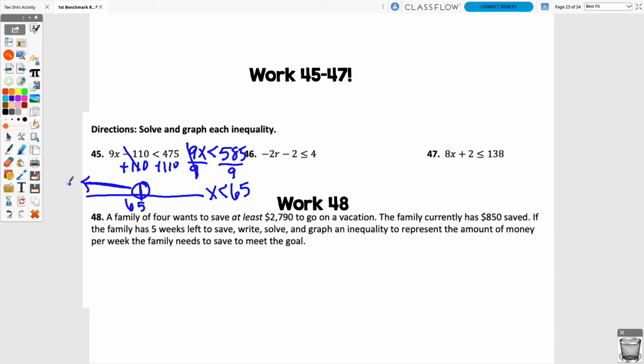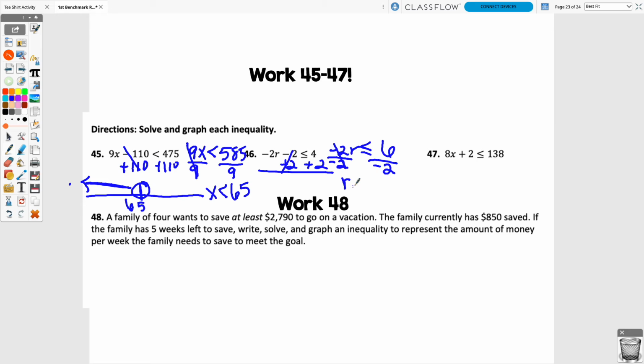Ashton, what's my first step on this one? Add 2 to both sides. Absolutely. All right, so those are going to cancel out. I'm going to bring over my negative 2r less than or equal to 4 plus 2, which is 6. Ashton, what do I do next? Divide by negative 2 on this side. Okay. So when I divide by negative 2, what else is going to happen?